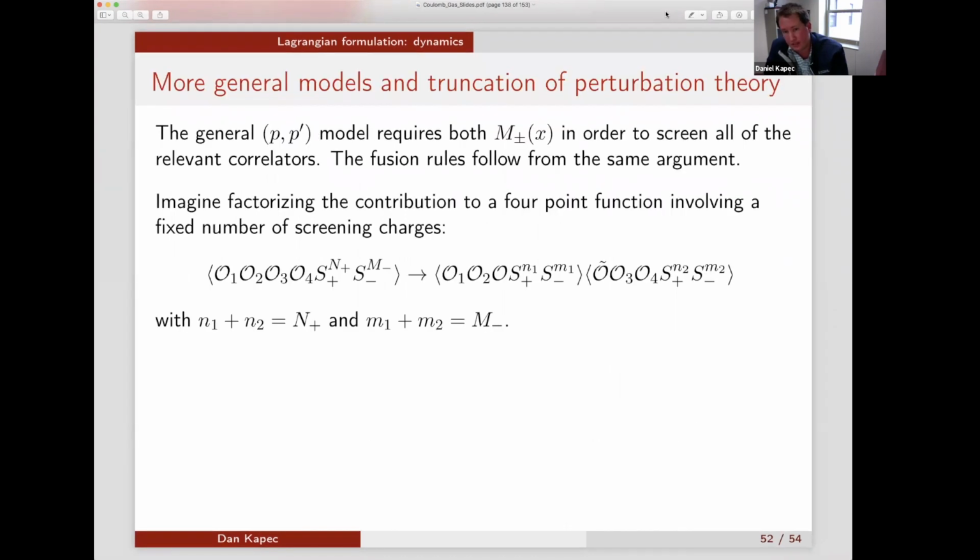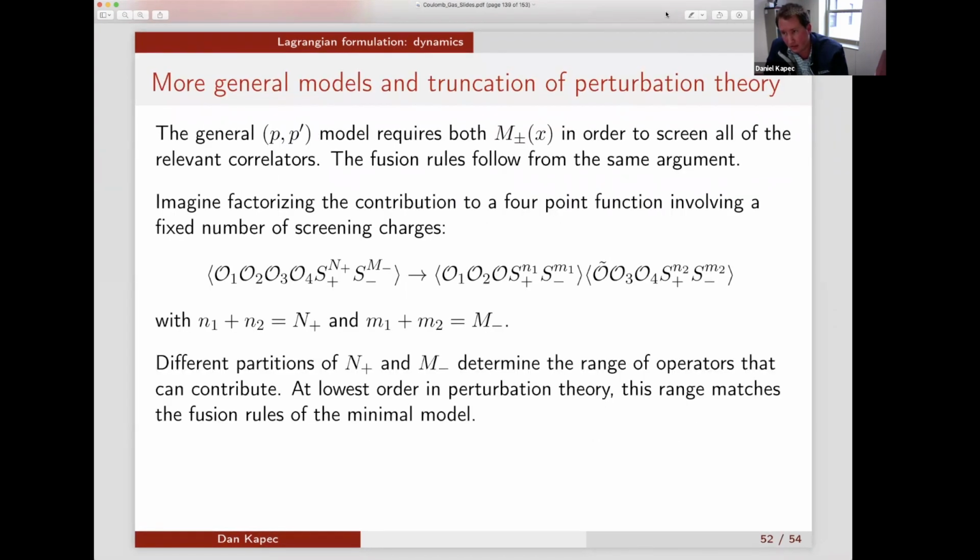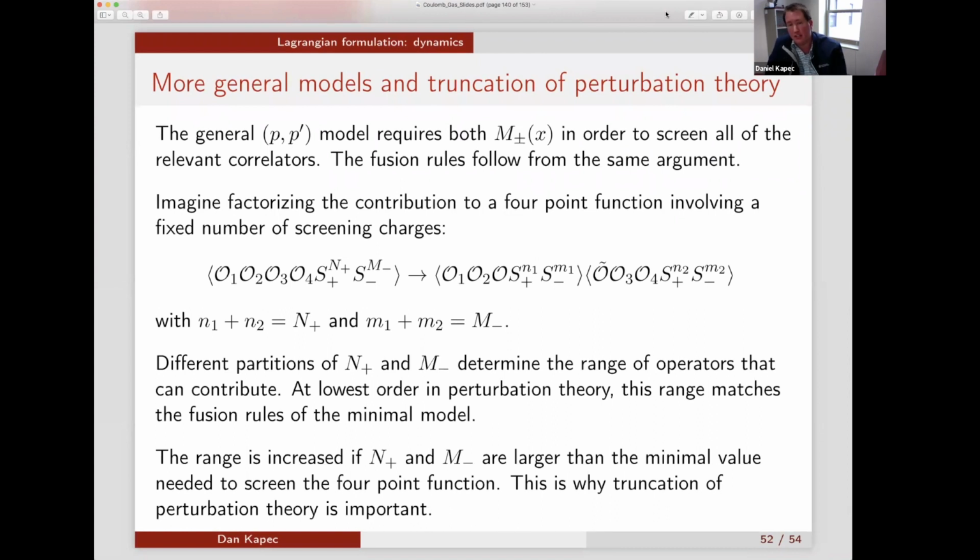That's important, that a single order contributes, because you can try to play the same game for the more general (p,p') models. And there you can see that it's not enough to deform by a single marginal operator. You won't be able to screen all of the correlation functions that you need to be able to compare with the minimal model. So you really have to turn both on.